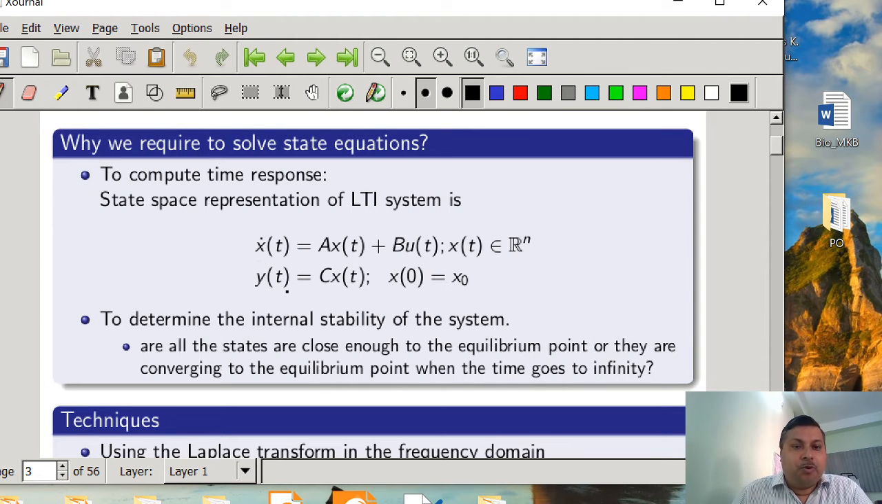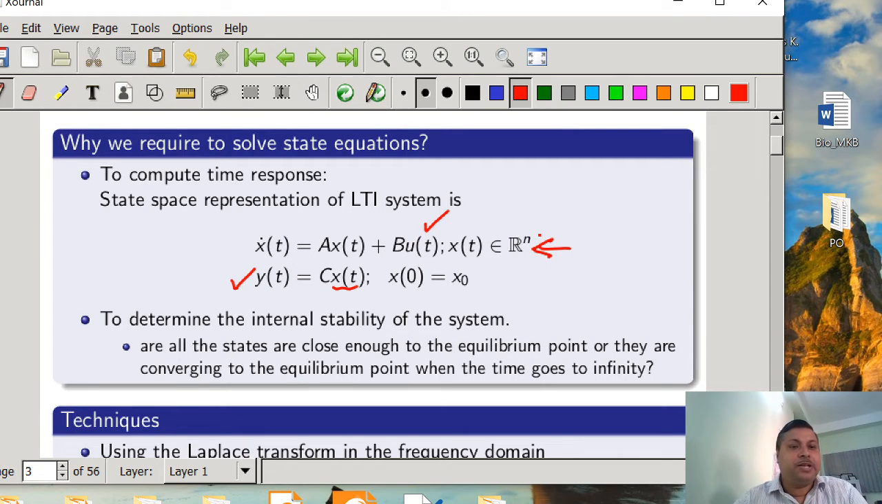So suppose for a given input u t, we want to know what the output response of the system y t should be, then we need to compute x of t. So how will we compute x of t? If you see the first equation, which is a set of first order differential equations, that is x dot t equal to A into x t plus B into u t, we need to solve this set of first order differential equations to know what x t is. So if we want to compute the time response of a system, then obviously we need to solve this state equation.